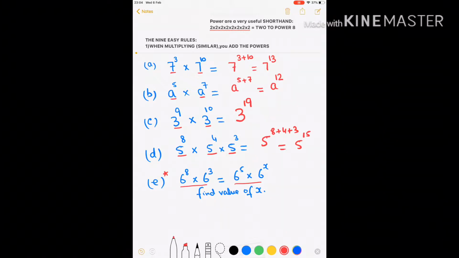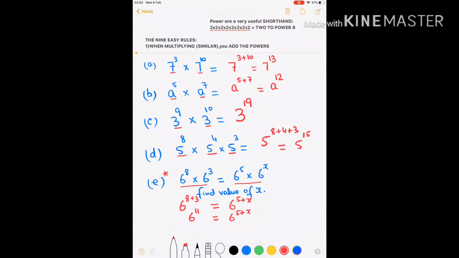Question E, a bit of an important question. We have to find the value of x. On the left side, the 6s are the same, so we have to add the powers: 8 plus 3. On the right side as well, 6 is the base and they are multiplying, so you add the powers: 5 plus x. After that, we get 6 to the power 11 on the left, since 8 plus 3 is 11, and 5 plus x on the right.